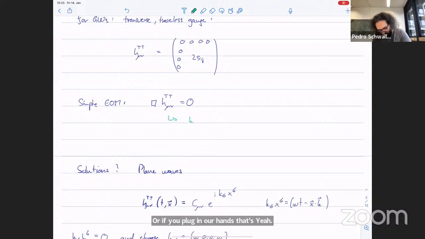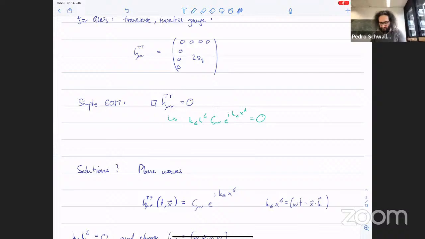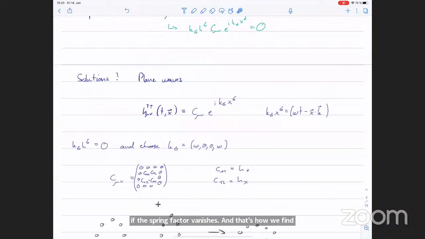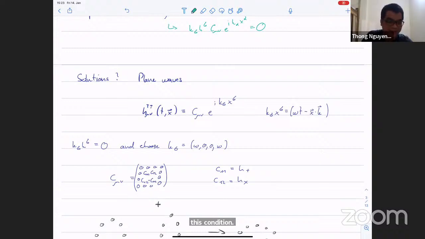So this gives you k sigma squared times C mu nu e to the i k x. Okay, let's give it a different name. You plug this in, you get this as a prefactor. So this is only a solution to the equations of motion if this prefactor vanishes. And that's how we find this condition. It's the same as in the case of electromagnetism.